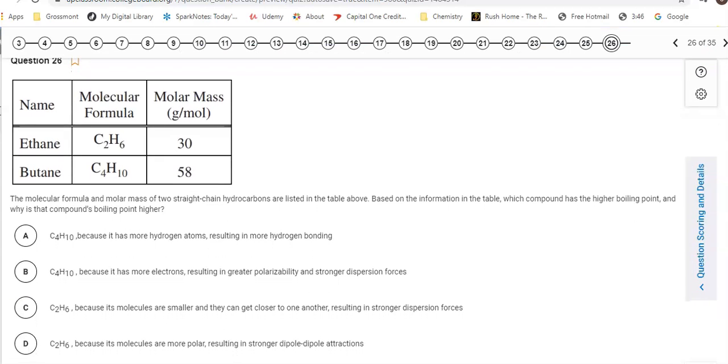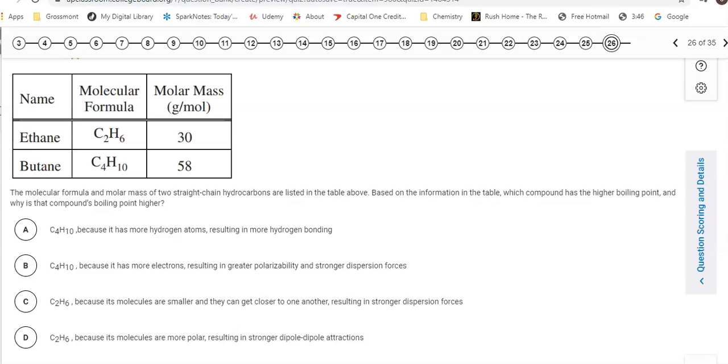All right, molecular formula C2H6, C4H10, and the mass. Those are both nonpolar molecules. They're hydrocarbons. The one with the greater mass has the greater number of electrons. That means they're only going to have London dispersion forces, and butane is going to have the stronger London dispersion forces because it's the bigger molecule and has the most electrons.